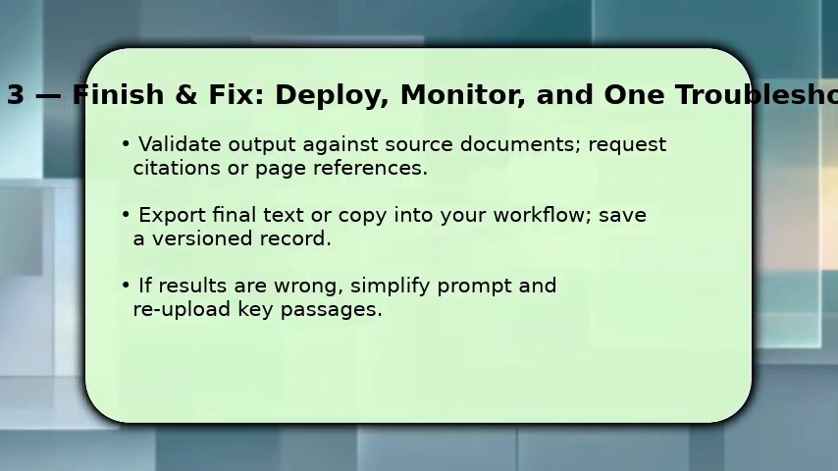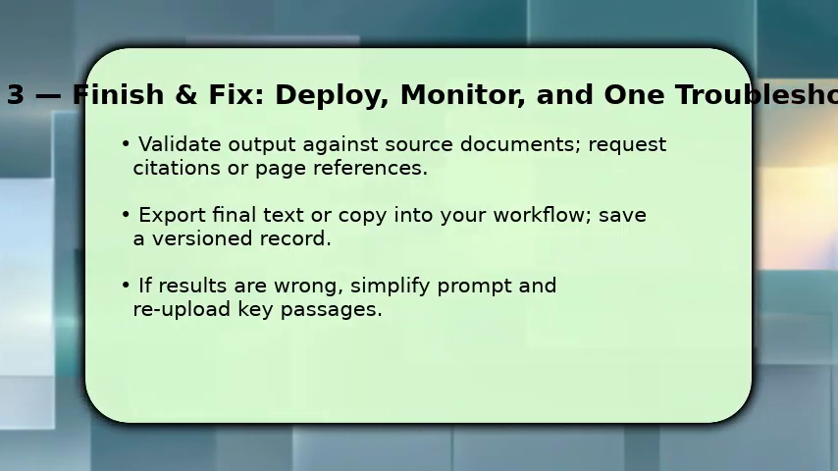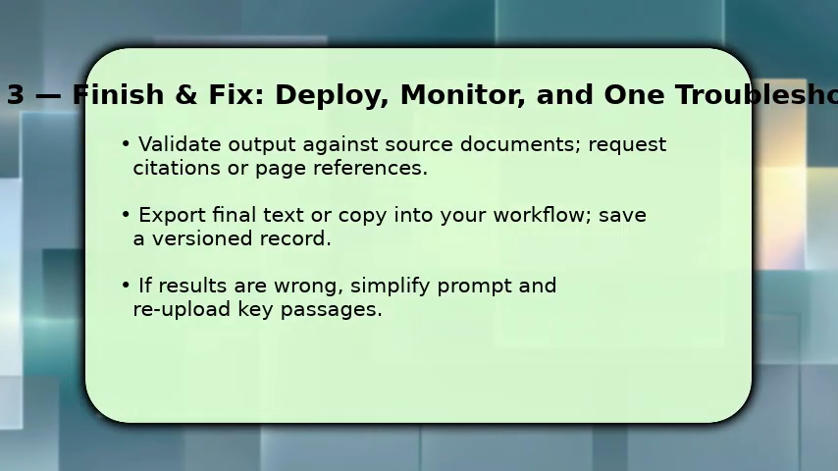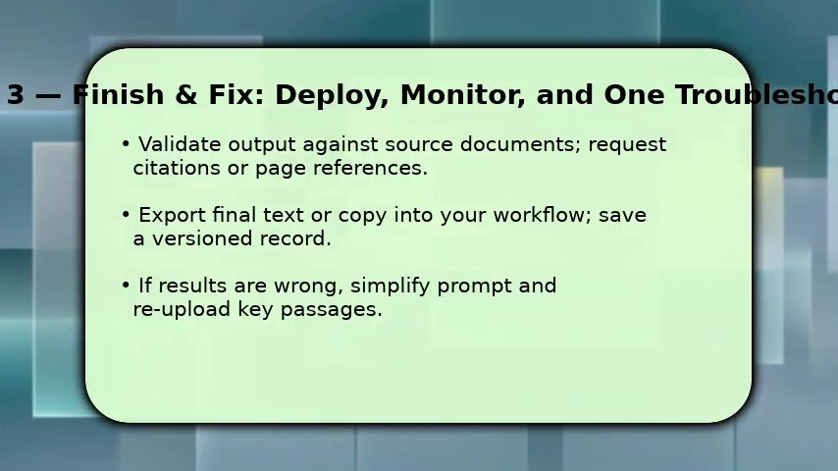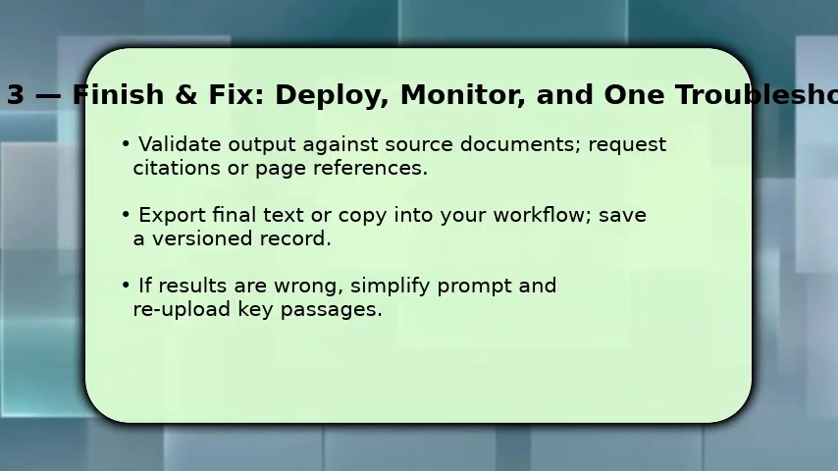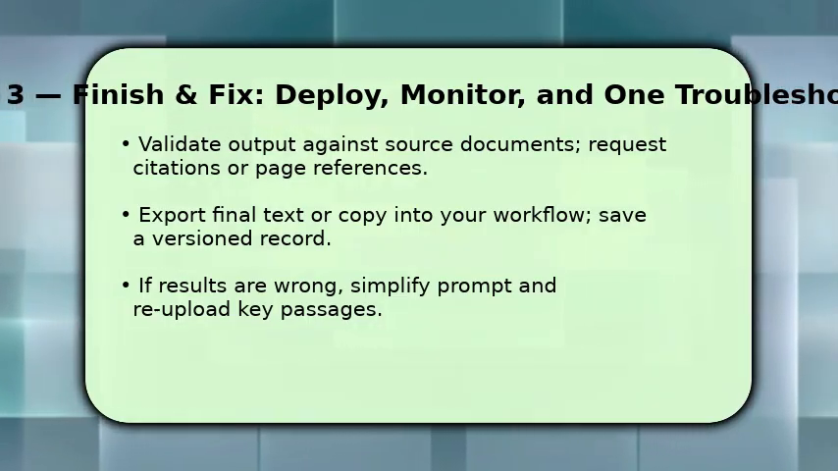If something goes wrong, like hallucinations or outdated facts, stop and simplify the prompt, then re-upload the crucial passages and ask for line-by-line verification. Also, try reducing document scope. Smaller, clearer context often produces reliably correct answers much faster.